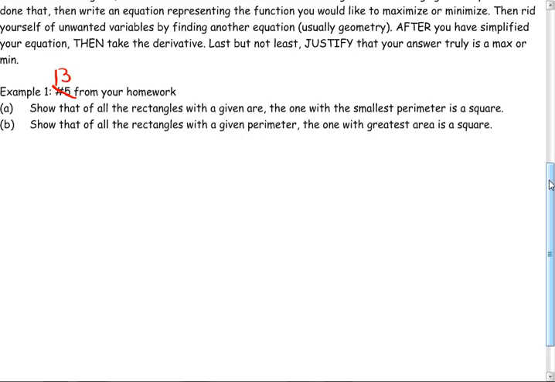It says show that of all rectangles with a given area, the one with the smallest perimeter is a square. So you have to read. What do I want to do? Max and min, Zach? That's a minimum. I want to minimize what? They have a fixed area. It says the one with the smallest perimeter. Minimize the perimeter. Okay.